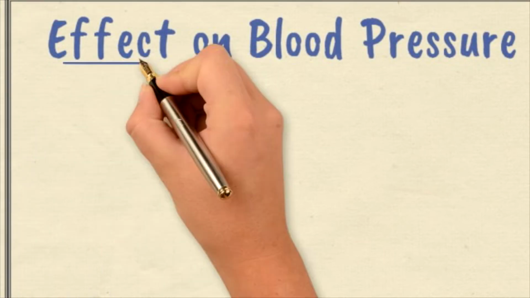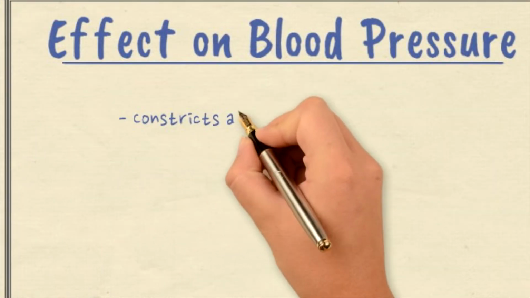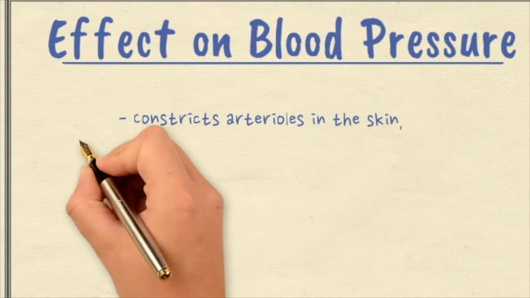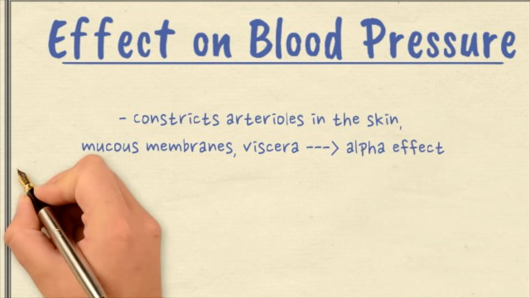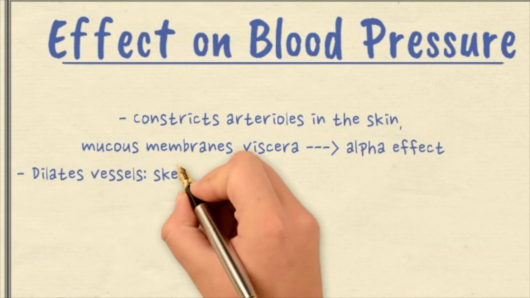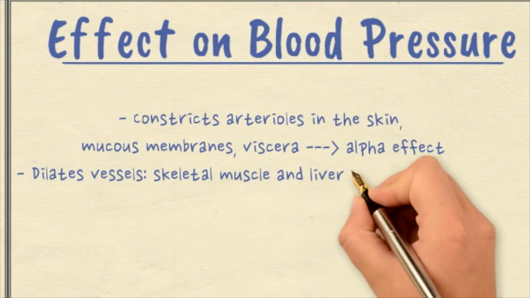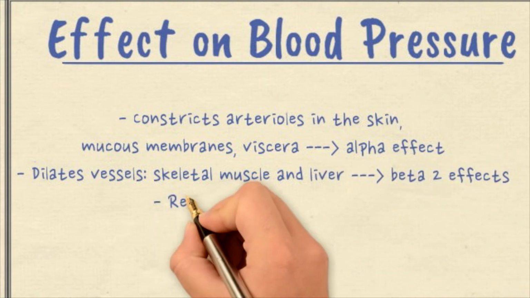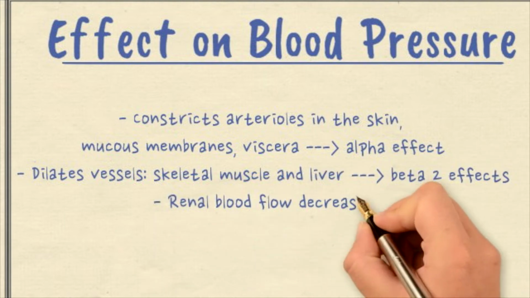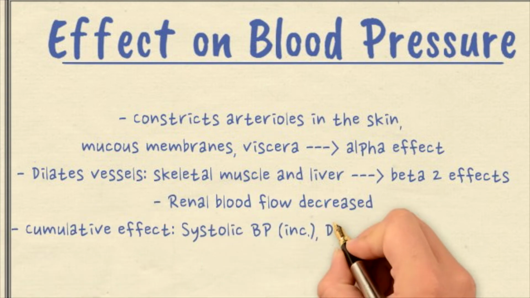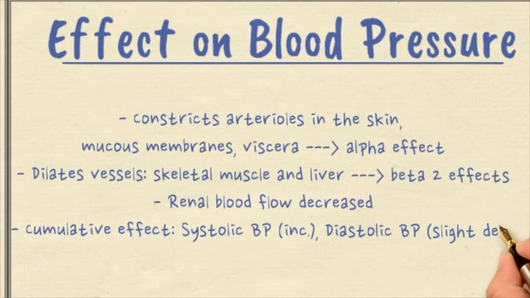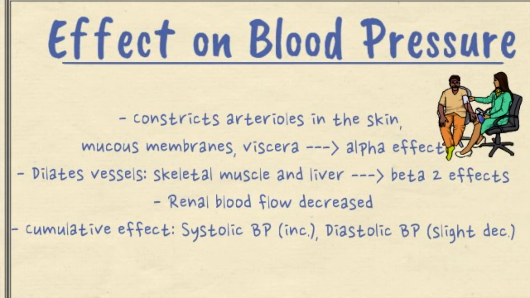So, overall, what is the effect of epinephrine on the blood pressure? So, what does epinephrine do? Epinephrine constricts the arterioles in the skin, in the mucous membrane, and in the viscera because of its alpha effects. Also, it dilates the vessels going to the liver and the skeletal muscles due to its beta 2 effects. The renal blood flow is decreased. So, the overall cumulative effect is an increase in systolic blood pressure and a slight decrease in the diastolic blood pressure due to beta 2 receptor mediated vasodilation in the skeletal muscle vascular bed.